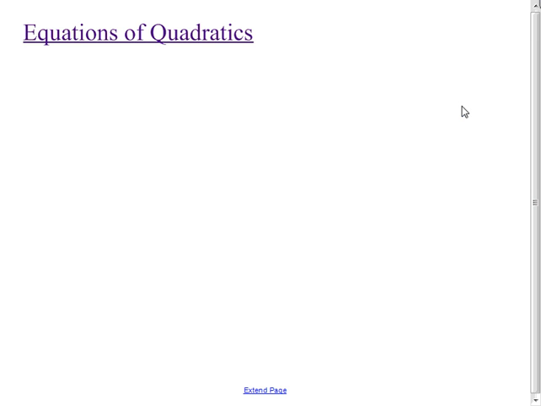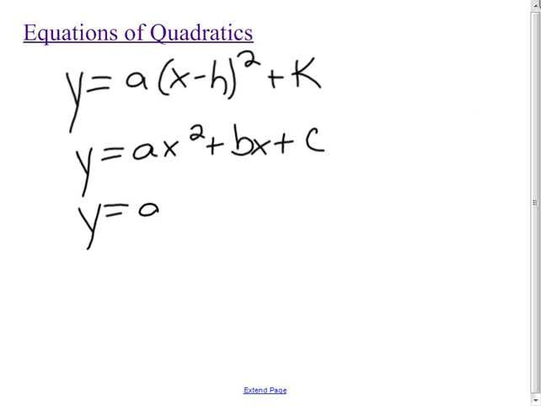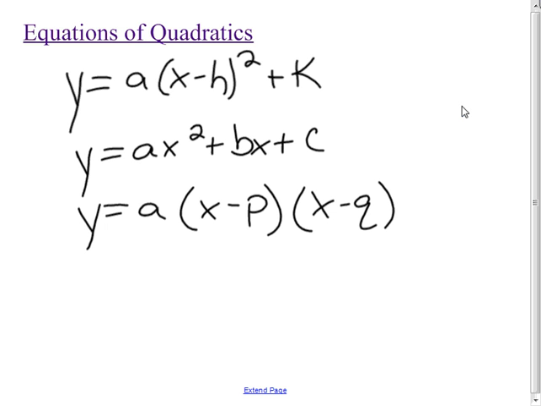In this video, we are going to look at writing equations for quadratics. So you already know the three different types of quadratic equations. We have y equals a times the quantity x minus h squared plus k. There's your vertex form. We have standard form, y equals ax squared plus bx plus c. And then last we had that intercept form, y equals a times the quantity x minus p times the quantity x minus q.